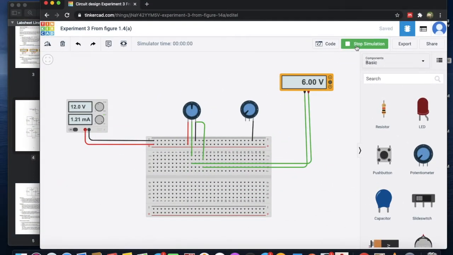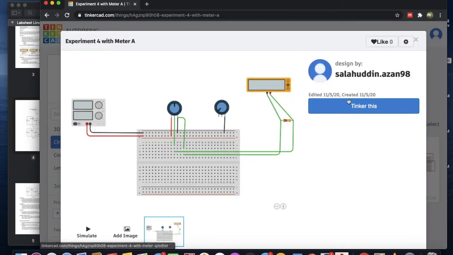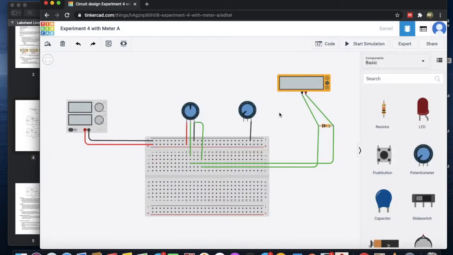I'm starting the simulation. Okay, from here, the result is 6 volt as I already changed the potentiometer to 6 volt as requested. Okay, now I'm going to show my experiment that I have done. The thing that needs to be changed from experiment 4 is I need to use meter A. Okay, so I'm going to start the simulation.